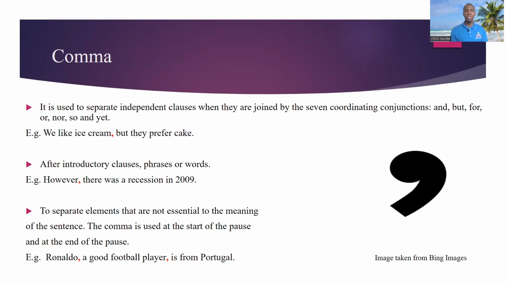2, after introductory clauses, phrases, or words. So whenever we have an introductory statement, whether it's a clause, whether it's a phrase, whether it's a word, we use a comma. For example, however, there was a recession in 2009. So however introduces a statement. And you would find that a lot of the transition words and phrases will be followed by commas, right? For example, firstly, for example is another example. For example, comma, and then we introduce our statement.